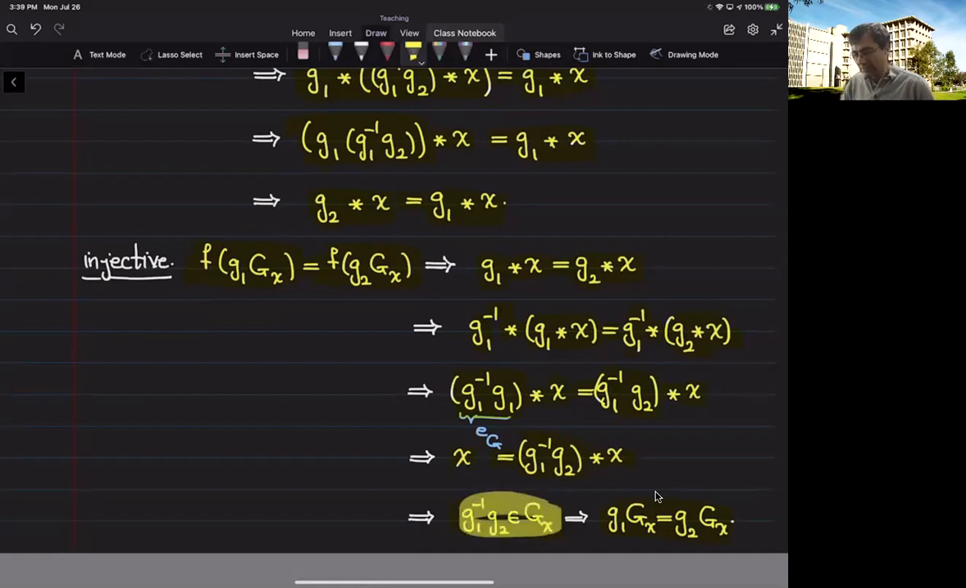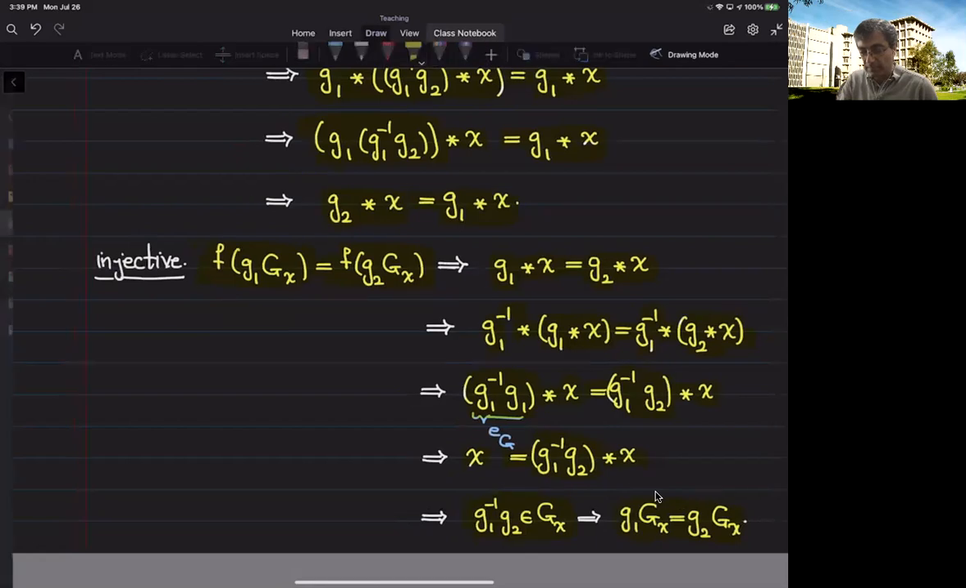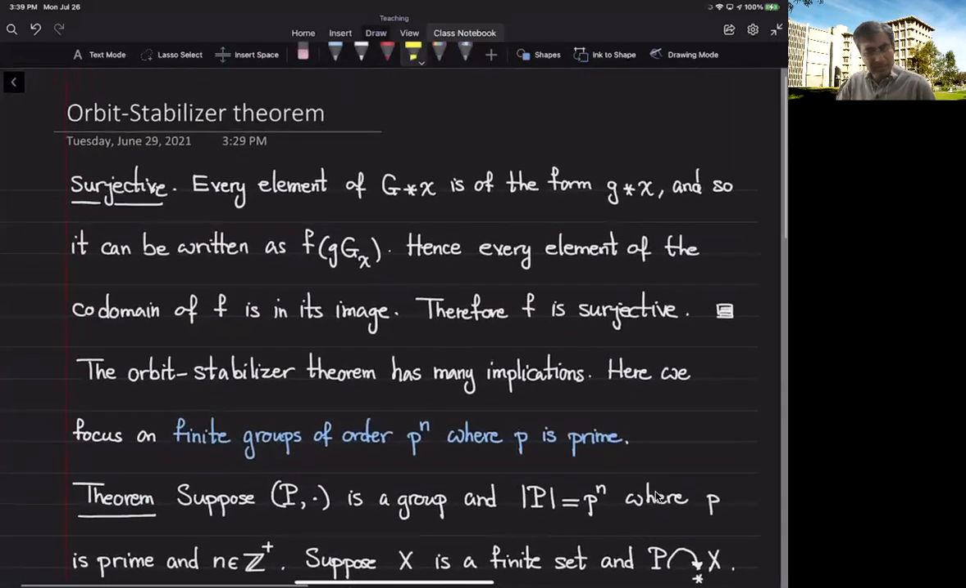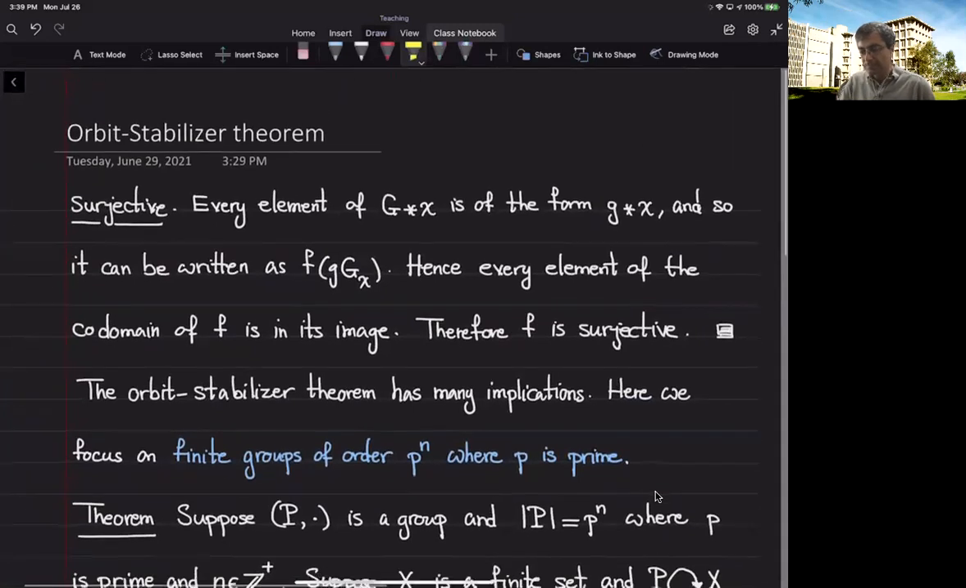And we have discussed this, that G1 inverse G2 belongs to a subgroup precisely when the left coset represented by G1 is the same as the left coset represented by G2. So I get this equality, and that's exactly what we wanted to show. So F is in fact injective. And finally, let's see why F is surjective. This one is rather easy.